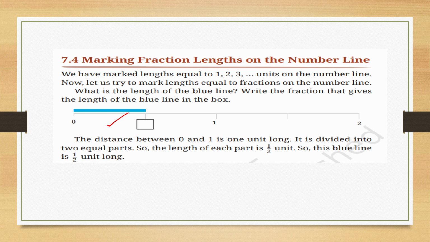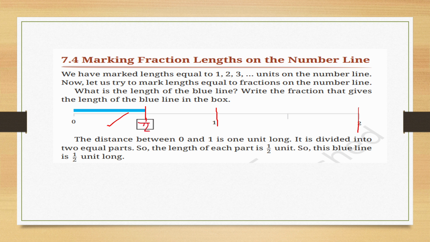See, here up to here it is 1. Here it is 2. So, between 0 and 1, the middle line, it is 1 by 2. So, the distance between 0 and 1 is 1 unit long. It is divided into 2 equal parts. So, the length of each part is half unit. So, this blue line is half unit long.